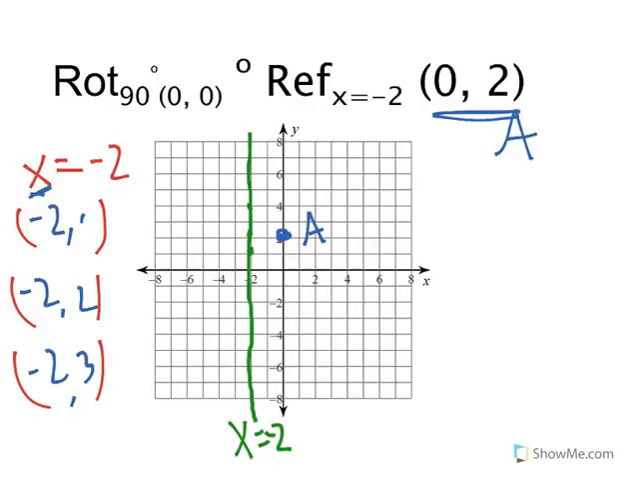So that is the first transformation I'm going to do, starting on the right-hand side: reflect across the line x equals -2. I'm 2 units away, so I'm going to go 2 on the other side. So that point is my A prime.